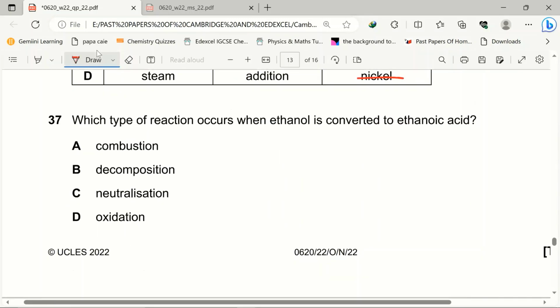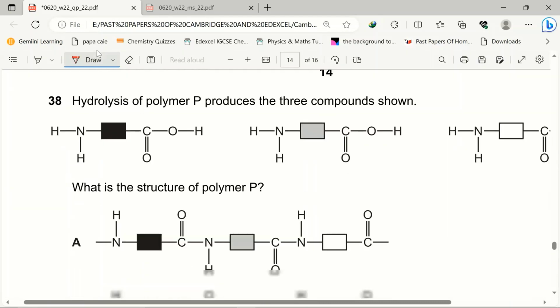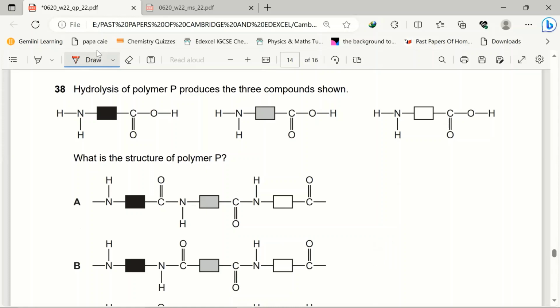Which type of reaction occurs when ethanol is converted to ethanoic acid? Ethanol is converted to ethanoic acid by an oxidation reaction. You can use air. If you leave ethanol in open air, it will turn to ethanoic acid. You can use any oxidizing agent like potassium manganate(VII) dissolved in dilute sulfuric acid, or potassium dichromate dissolved in dilute sulfuric acid. So if you use any oxidizing agent, you convert it to ethanoic acid. So which type of reaction occurs? It is oxidation for sure. 37. 38.